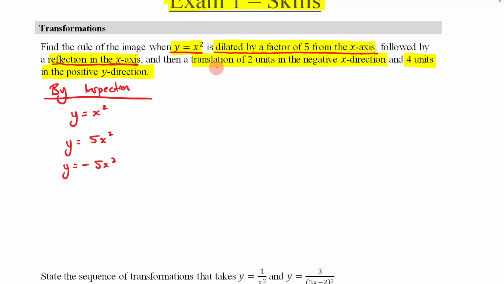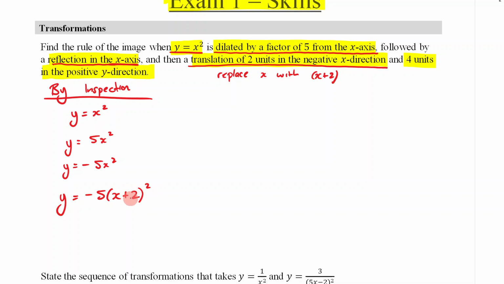You're then told a translation of 2 units in the negative x direction. That means you replace x with, now this is where you've got to be careful. If I'm translating 2 units in the negative x direction, you have to swap the sign. So it's not negative, I'm going to swap it with x plus 2. So that means I'm going to get y equals, now instead of x, I'm going to replace it with x plus 2. So negative 5 times (x plus 2) squared.